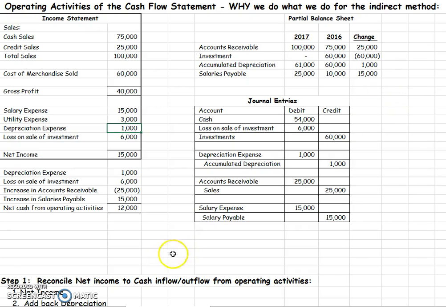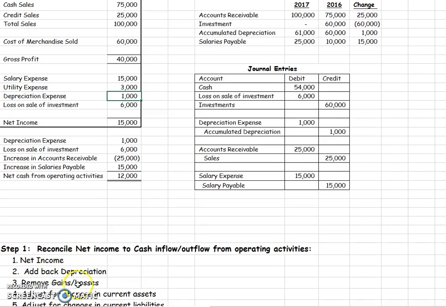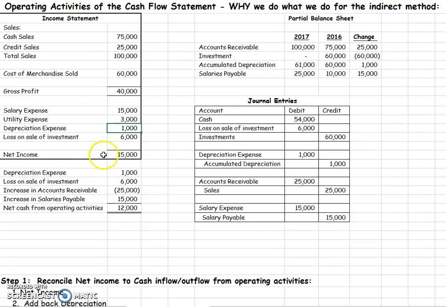Okay. Step 2 says to remove gains and losses. Let's talk about why. In this net income number, we have a subtraction for a loss on sale of investment. But an investment is a long-term asset and it doesn't belong in our operations. We just need to remove that. Plus, it had nothing to do with the cash of it because look at the journal entry that it could have come from. We got cash for those investments of $54,000, but they had a book value of $60,000. That means that we had a book loss of $6,000.